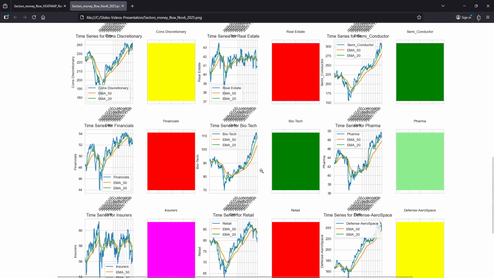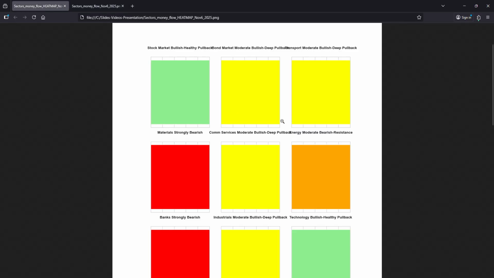But when I am day trading, I am not going to be looking at this. I just want the colors. So I generate another plot that is simply the heat map that shows the summary of what they mean. In here, when I look at materials, strongly bearish. Communication services, moderately bullish. The stock market overall, if you want to call SPY, the ETF, had a healthy pullback. That is its current status when I ran it.